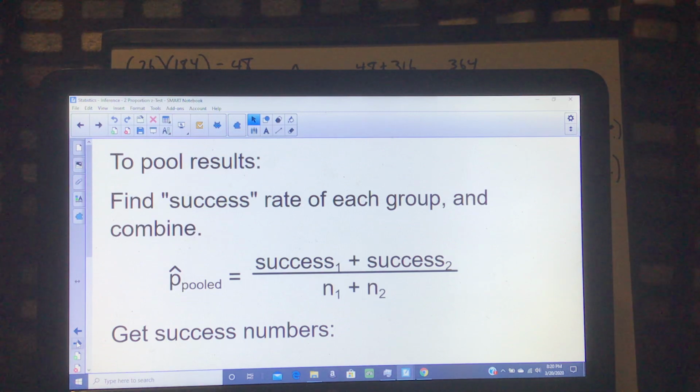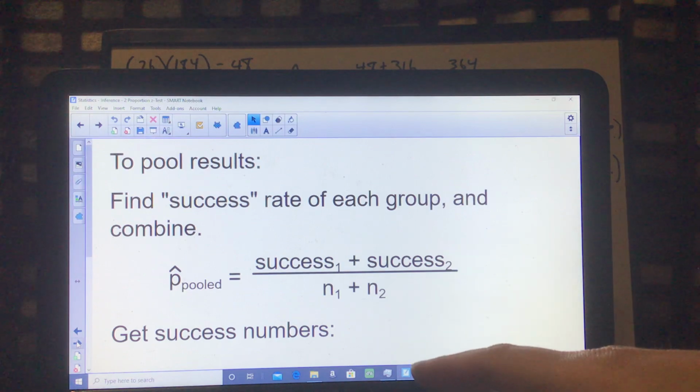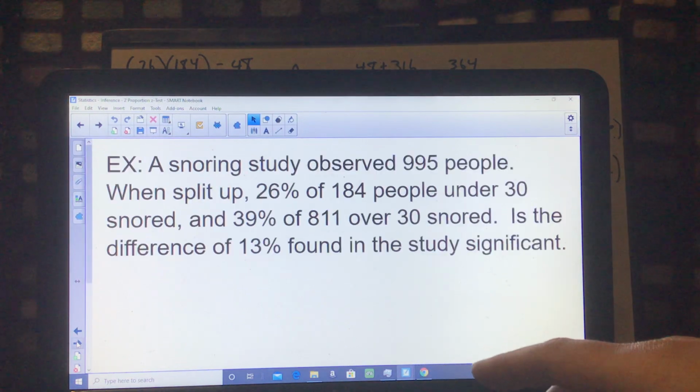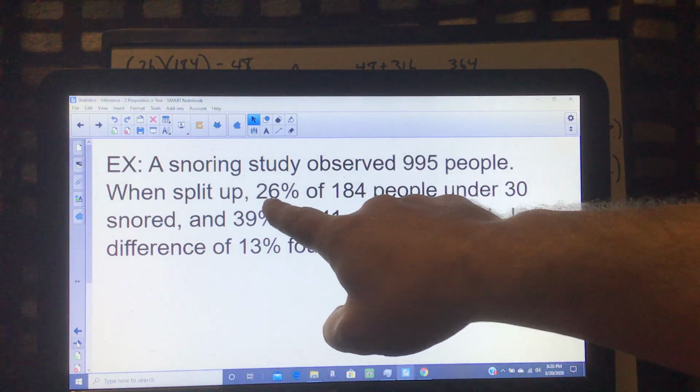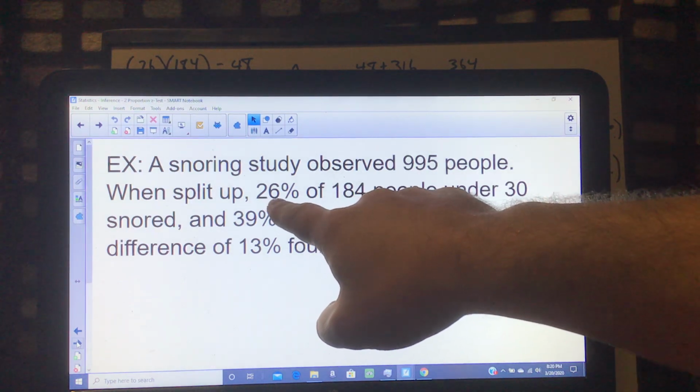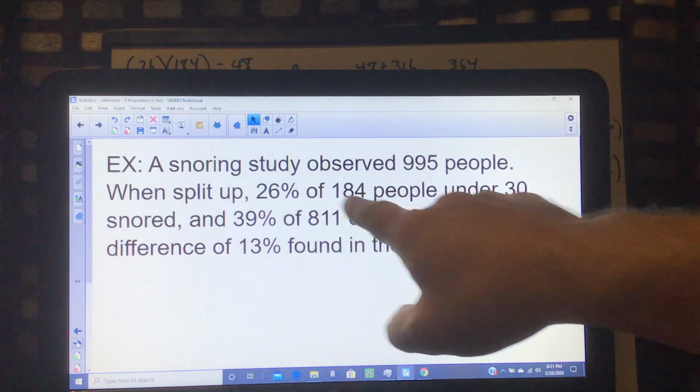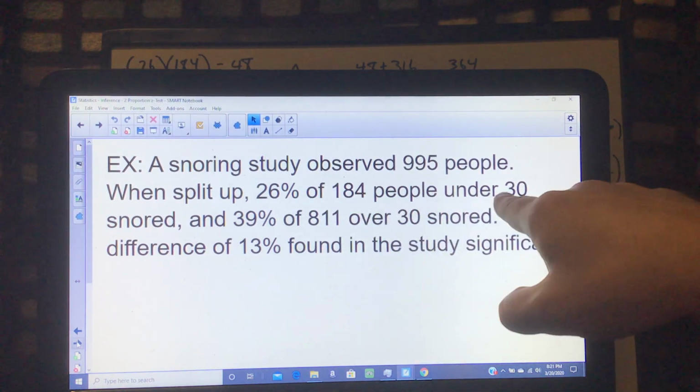So to get the p-hat pooled number for this particular example, I need to figure out how many people are snoring in each group, and then figure out how many people there are in each group. Now, to actually answer the question, the problem is I don't have the number of people. I just have the percent. So if you don't have the number of successes, you'll have to figure it out. To figure it out, I'm going to take 26%, 0.26, and multiply it by 184. That will give me the number of people under 30 who snore.